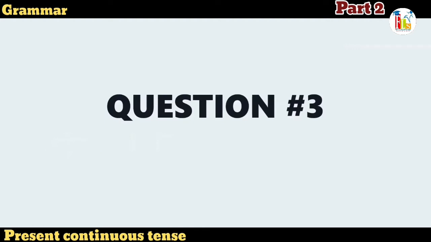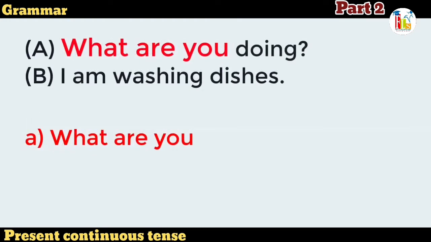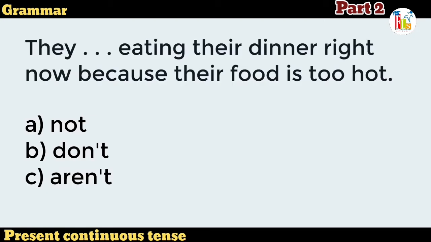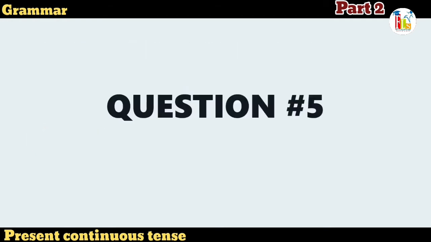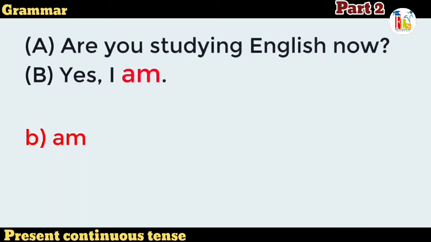Let's go for question number 3. ___ doing. I'm washing dishes. What are you? What you? And what do you? Yes, it's going to be what are you doing? I'm washing dishes. Let's go for question number 4. They ___ eating their dinner right now because their food is too hot. Not, don't, aren't. Yes, it's going to be aren't because the subject pronoun is they. Question number 5. Are you studying English now? Yes, I do, am, aren't. Definitely it's going to be am.